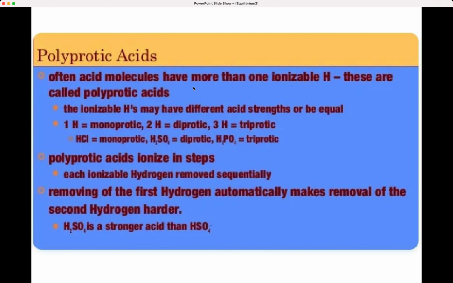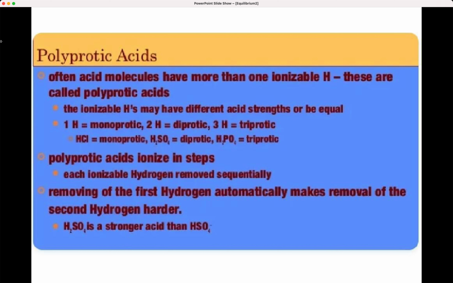Often acid molecules have more than one ionizable hydrogen. These are called polyprotic acids. Ionizable hydrogens may have different acid strengths, or they can be equal as well. One H is monoprotic, two will be di, three H tri, like that. So polyprotic acids ionize in steps.